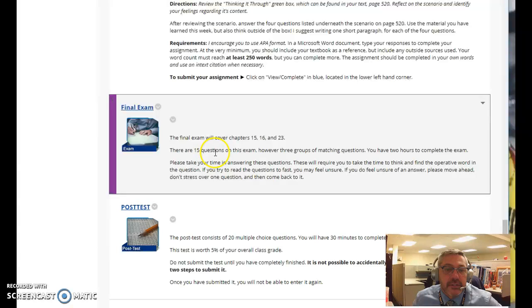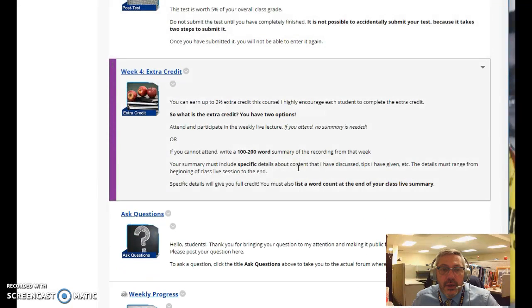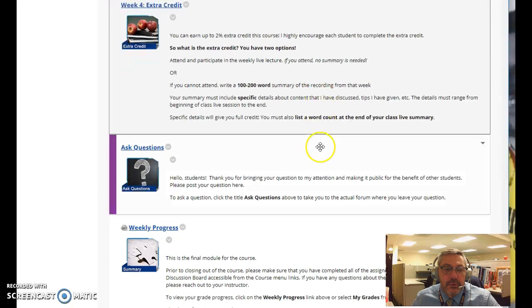You also have your final exam and a post-test. The post-test is a graded exercise, and again, as I said at the beginning of the course, we measure how you did at the pre-test before you took the course, and then we measure what you've learned over the period of the 4 weeks that we've gone through and the lessons that we've gone through. And then, as usual, you have your extra credit if you choose to do so.